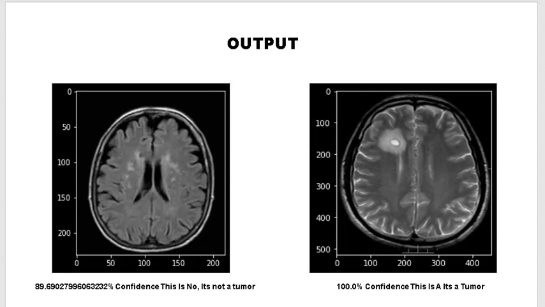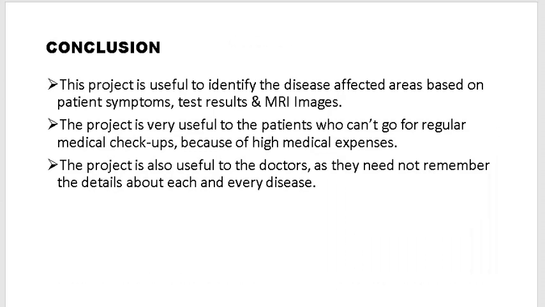In the first picture we don't have a tumor, and in the second picture we have a white layer which is a tumor. When it comes to the conclusion, the project is useful to identify the disease affected areas based on patient symptoms, test results and MRI images. The project is very useful to the patients who can't go for regular medical checkups because of high medical expenses. The project is also useful to the doctors as they need not remember the details about each and every disease.